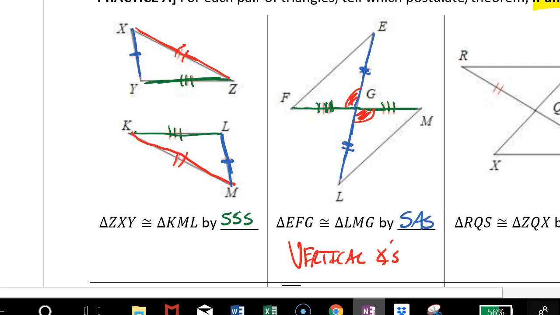As we move on, we're going to see vertical angles and other properties pop up, things we need to physically add to our diagram to help us state one of the triangle congruence theorems. We're going to be recording them along the bottom as we go.